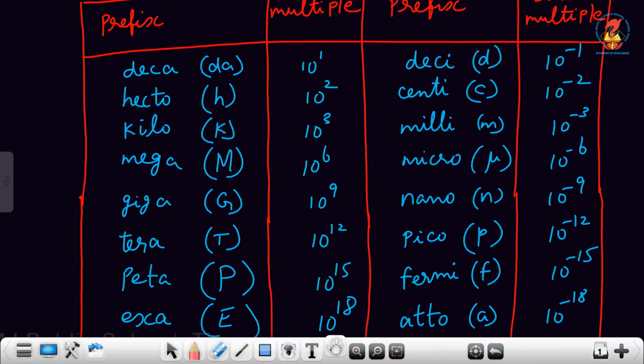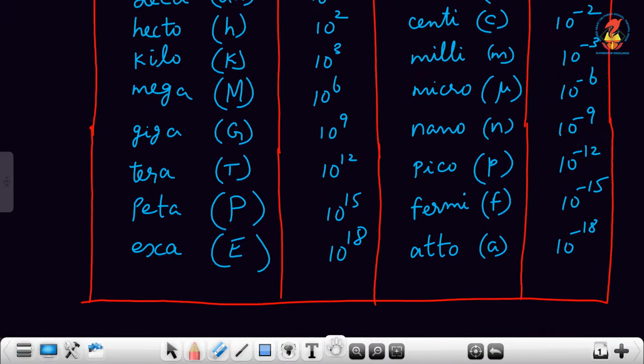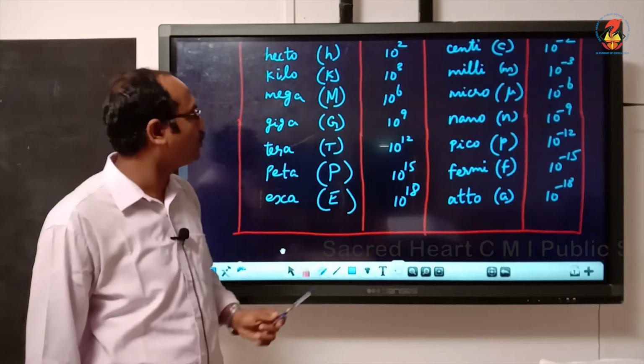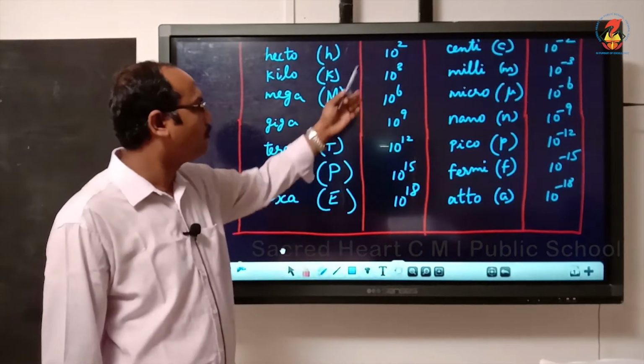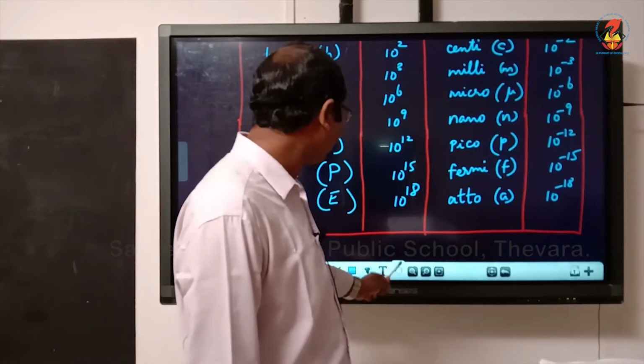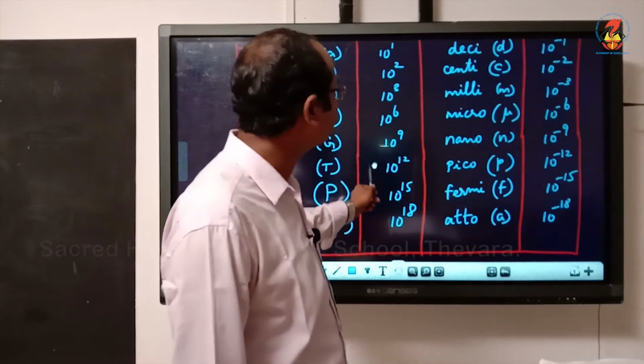Then comes tera. Tera is capital T, 10 raised to 12. Then comes peta, capital P, 10 raised to 15. And the last one is exa, 10 raised to 18. These are the higher units. So you can convert by multiplying with these powers. Now let us see the submultiples.